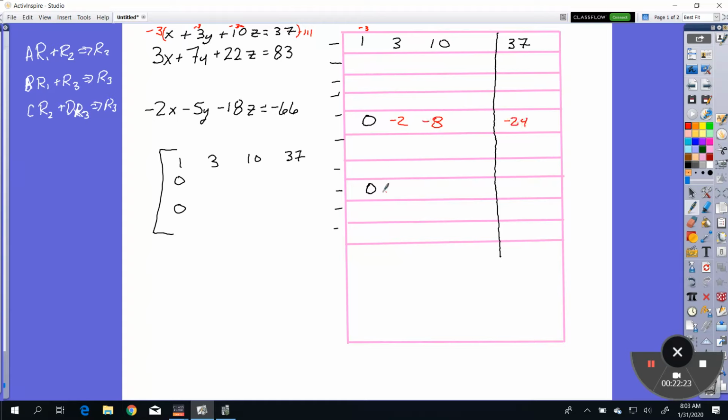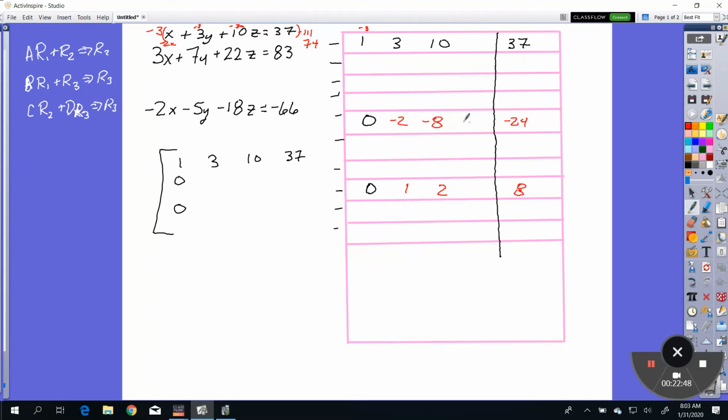Okay, now I'm going to do this one. I'm going to multiply all this by negative 2, or positive 2. So 2 times 1 minus 2 is 0. 2 times 3 is 6, minus 5 is 1. 2 times 10 is 20, minus 18 is 2. 2 times 37 is 74, minus 66 is 8. So now these are the next steps on our matrix.